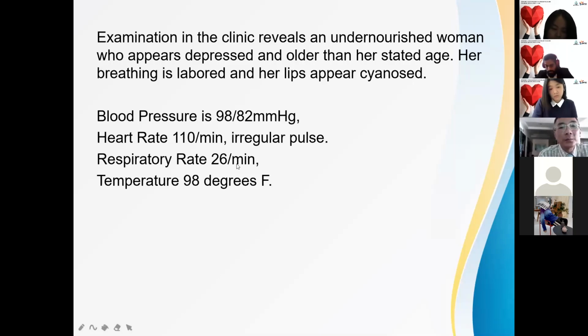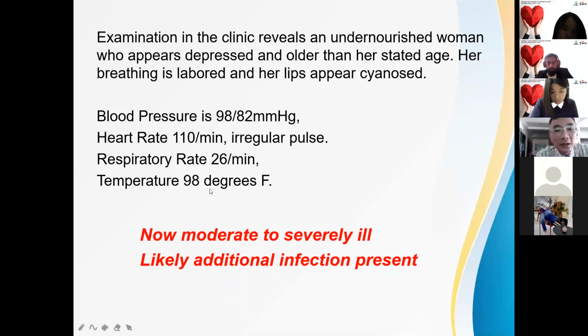Okay. Now respiratory rate again, 26 is fast. Normal is about 18, 15, you know. And then she's febrile. Look, temperature is supposed to be 97, is it? I think so. Maybe mildly febrile. So what does this mean? She is moderately to severely ill.